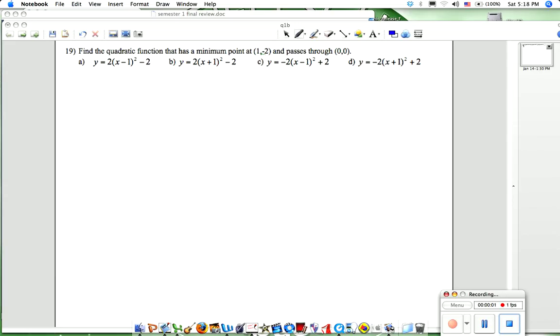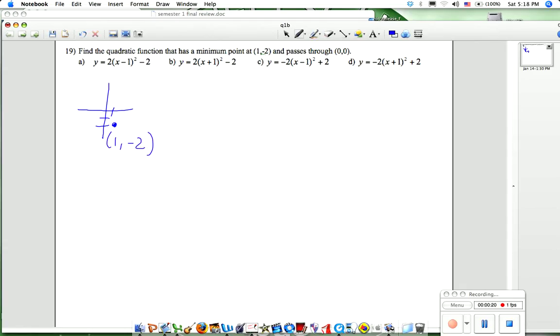Find the quadratic function with a minimum point at (1, -2), passing through (0, 0). What does it mean for us when it's a minimum point of the graph? It's basically the lowest point of the graph, right? Yeah. So here's the minimum point. We know that's (1, -2).